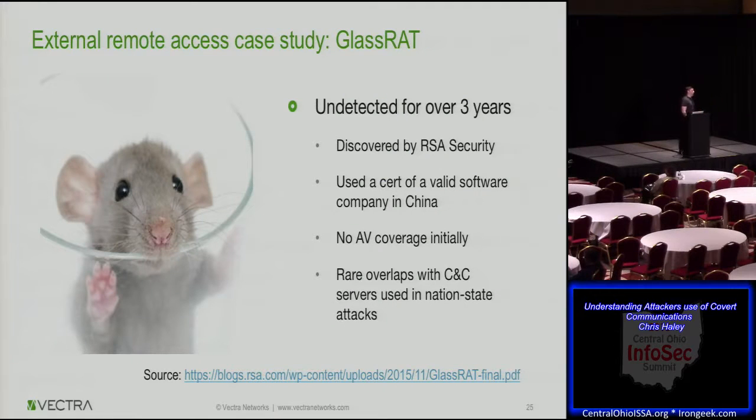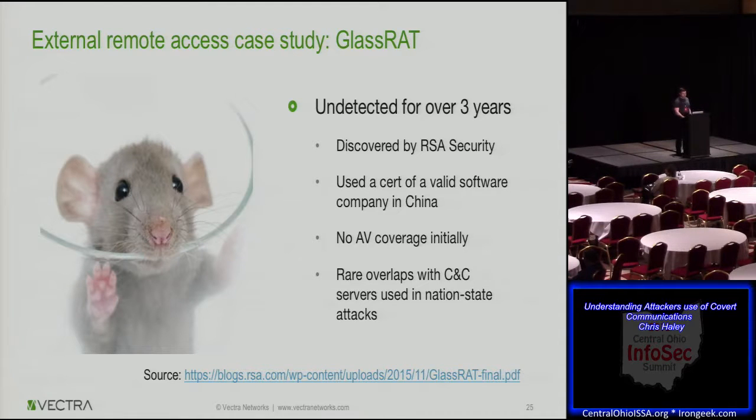RSA did a recent discovery, early in the fall of 2015, of a RAT called GlassRAT, and it went undetected for a 3-year period. They were using a valid cert from a software company in China, and when RSA tested this, it failed 57 individual antivirus providers in terms of detection. So again, these are the types of things that can evade known technologies, and they're going to fall below the radar.